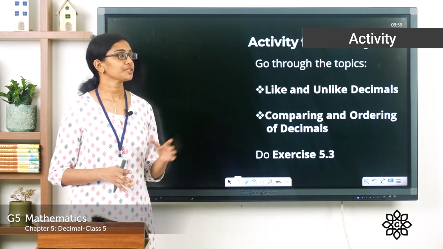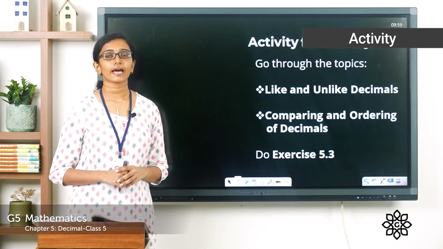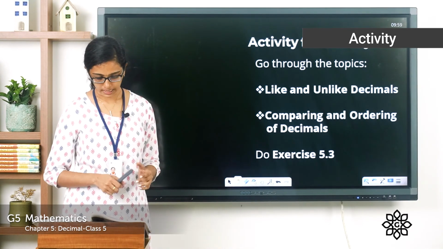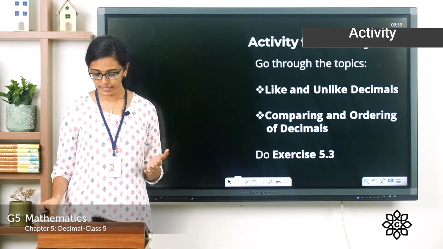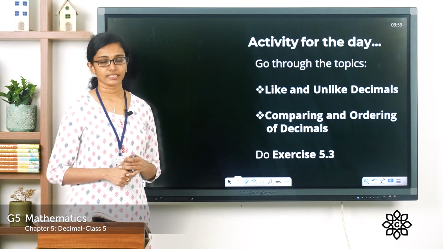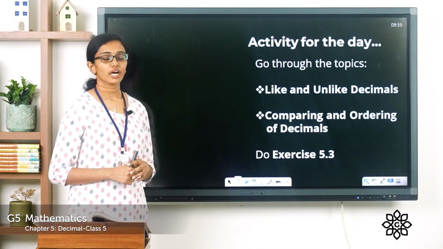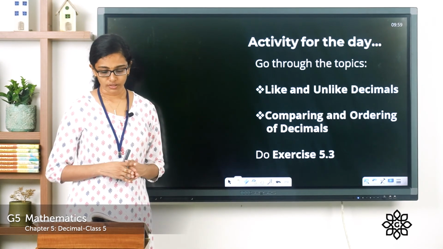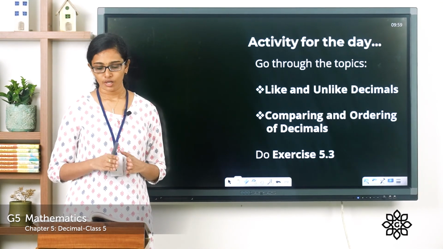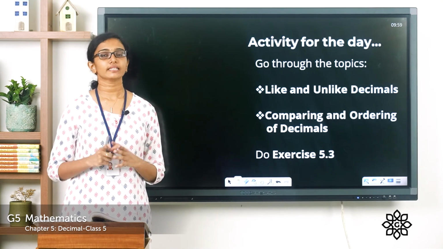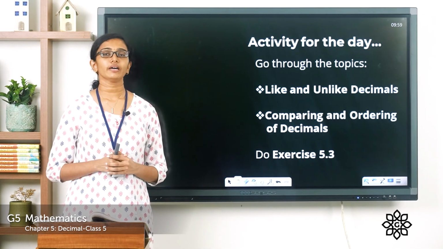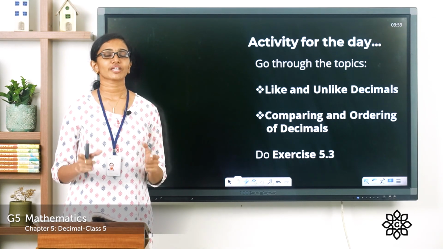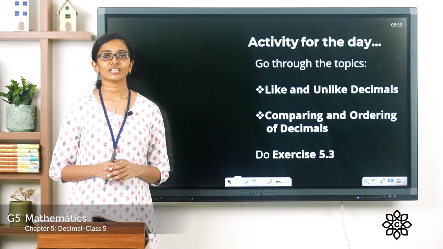Now, children, you have to go through the topic like and unlike decimals and comparing and ordering of decimals in page number 84 and 85 and also 86. And then you have to complete the questions from exercise 5.3 in your notebook. You can also do the try this activity in page number 87. So once you are done with all the activities, we can take a picture and send it to Teams.